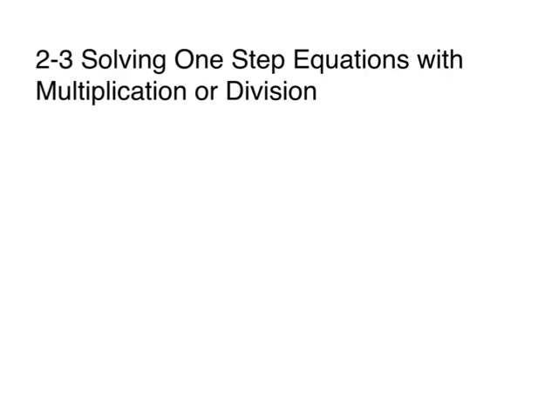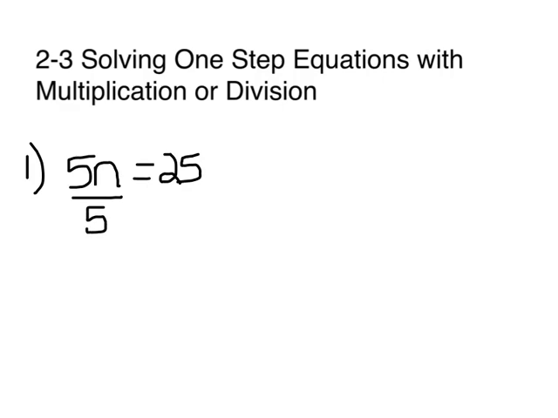This lesson will be on 2-3, solving one-step equations with multiplication or division. When given an equation where we have multiplication, for example 1, we have 5 times n equals 25. To undo this multiplication between the 5 and the n, we'll have to use our opposite operation of division. So we'll divide both sides of our equation by 5.